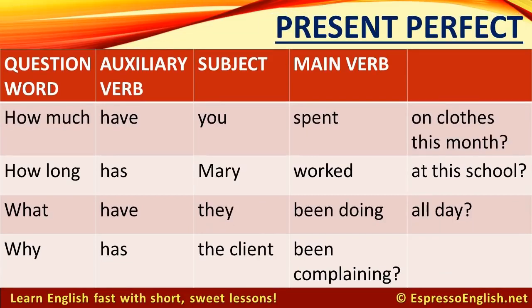Let's look at the present perfect. In the present perfect, the auxiliary verb is have or has, and the main verb is the past participle form. For example, how much have you spent on clothes this month? How long has Mary worked at this school?